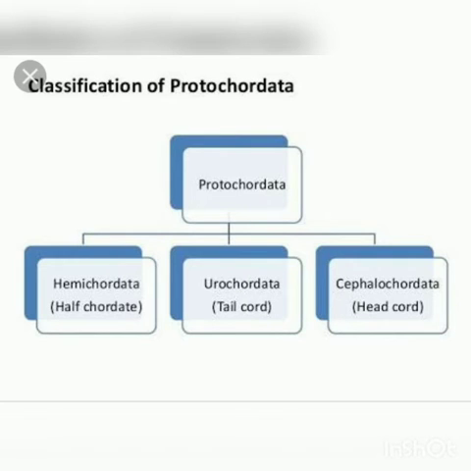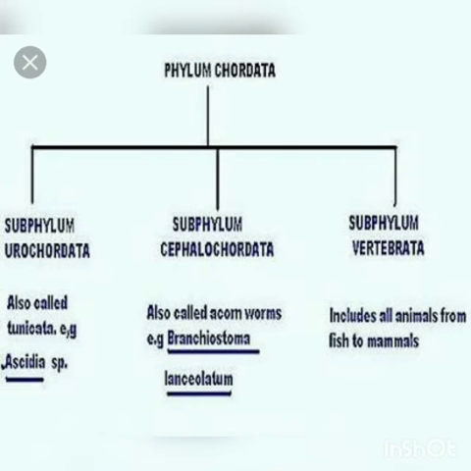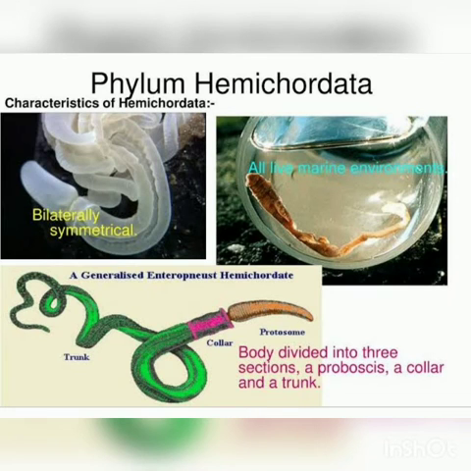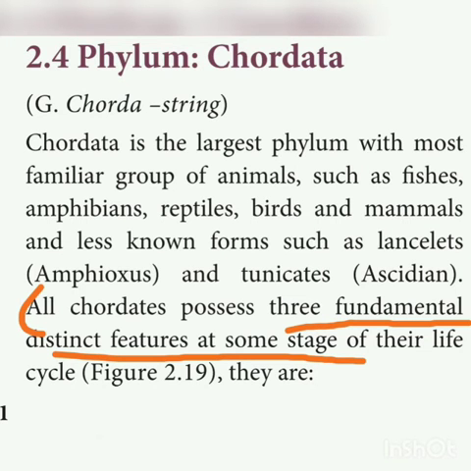Next one is the phylum Hemichordata. Hemichordata comes under prochordates or protochordates. This phylum consists of worm-like animals, so they are called acorn worms or tongue worms. The body is divided into proboscis, collar and a long trunk. Respiratory system is simple, with paired gill slits. The larva in this is a Tornaria larva.